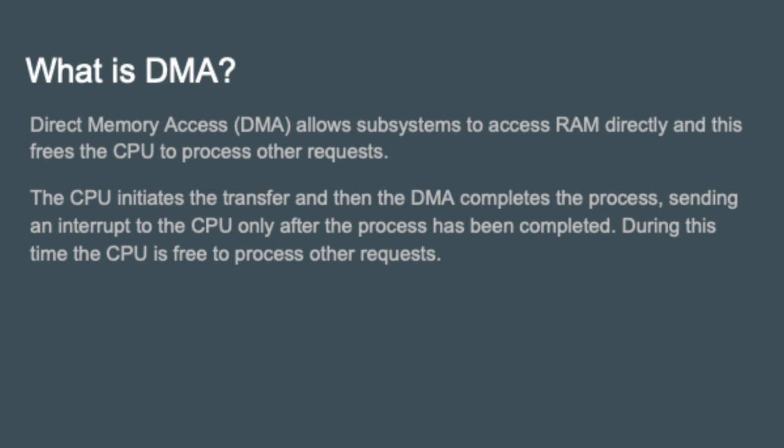What exactly is DMA? Direct Memory Access is hardware within a computer system that allows certain other hardware subsystems to access main system memory, or RAM, independent of the Central Processing Unit, CPU, which frees up the CPU to process other requests. The CPU first initiates the transfer with the DMA, then the CPU does other operations while this transfer is in progress, and finally, it receives an interrupt from the DMA controller when the operation is complete.